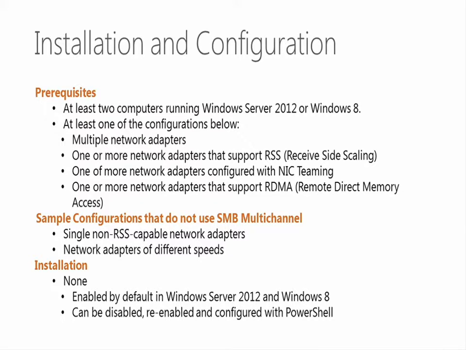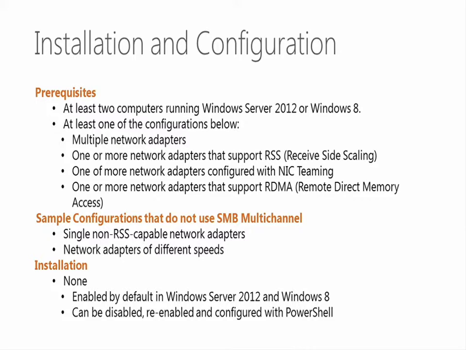You need at least one of the following network adapters. Either multiple network cards in your server, or one or more network adapters that support RSS, receive side scaling, network adapters that are available with NIC teaming. We'll talk about what NIC teaming is in just a few minutes. Or one or more network adapters that support RDMA, remote direct memory access. So those you have to have before you can actually go to the install.